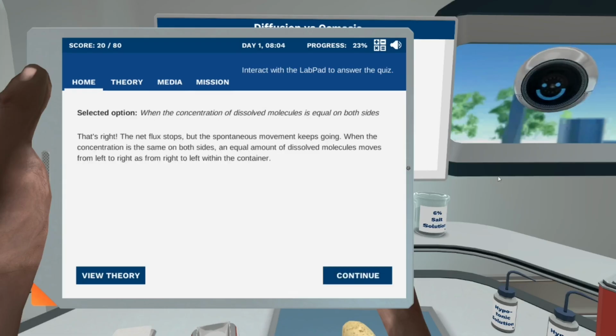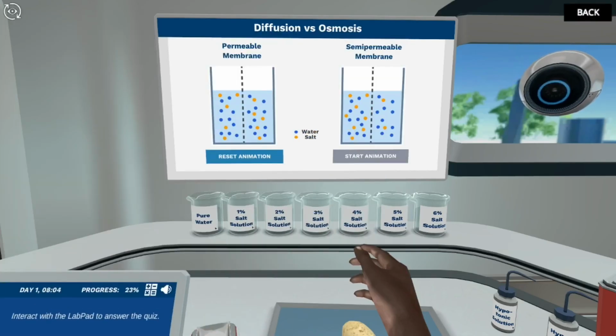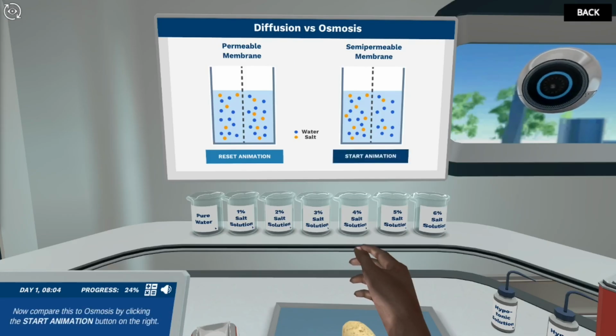That's right. The net flux stops, but the spontaneous movement keeps going. When the concentration is the same on both sides, an equal amount of dissolved molecules moves from left to right as from right to left within the container. Now compare this to osmosis by clicking the Start Animation button on the right.